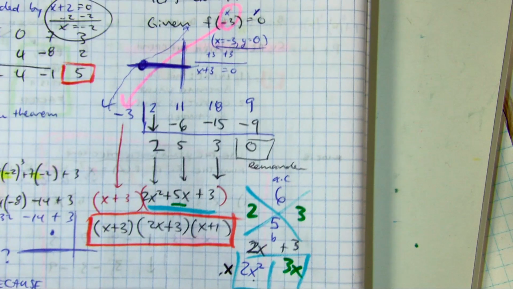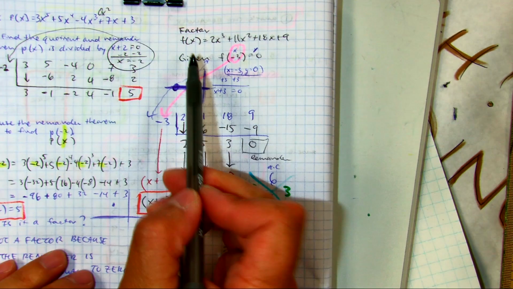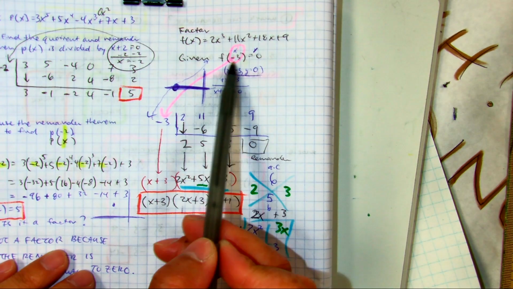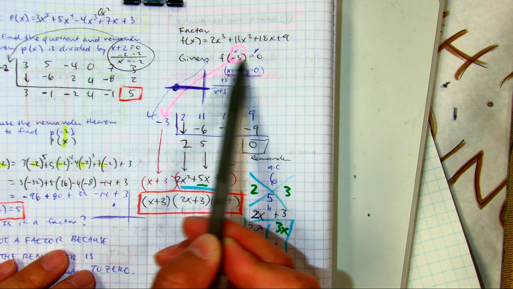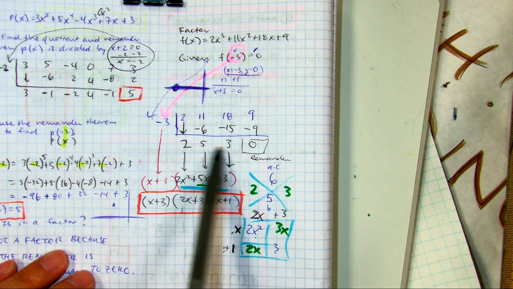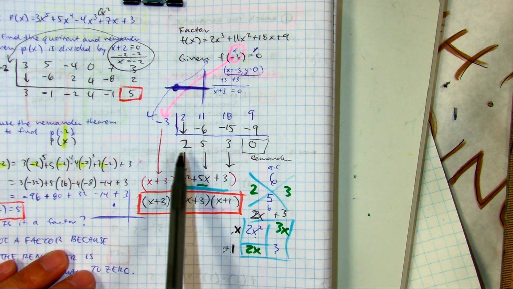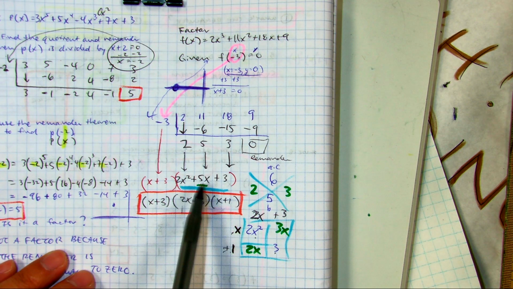So what did we do? They gave us a clue that this is already a factor, so I can use that and use synthetic division. That helps me find the other parts of the polynomial that will multiply, and then I can just factor using other methods we already know.